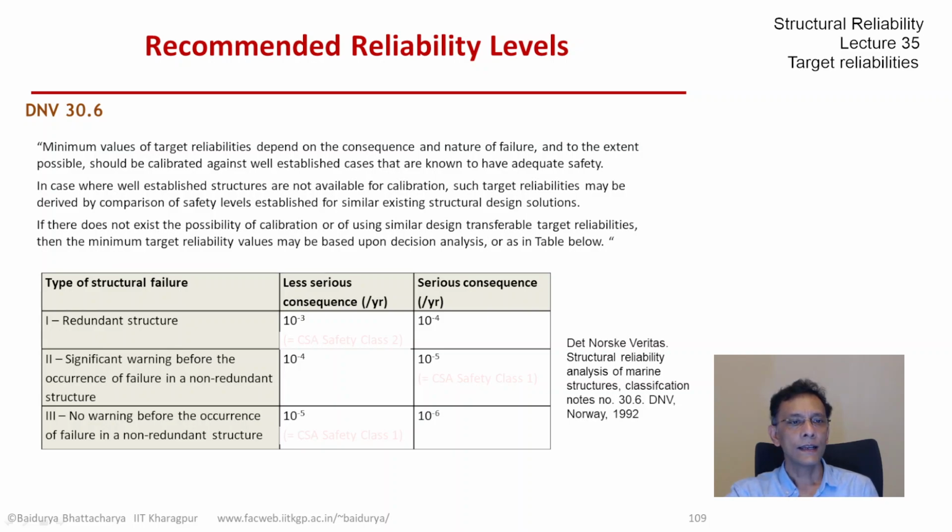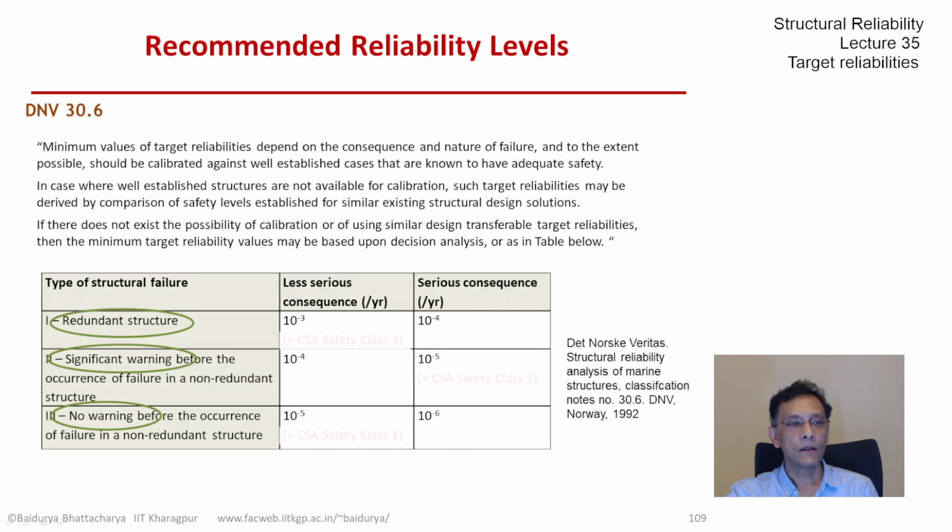So what we see here is the last two columns have consequence, less serious and serious consequences. But then the nature of failure is brought in as an additional degree of freedom: whether the structure is redundant or not, and whether warning is available or not. So there are three possibilities there. The structure is redundant, so that is the best type of case to be. And then if the structure is non-redundant but significant warning is available, then that's still okay. And then if the structure is non-redundant and no warning is available, then that's the most dangerous situation.